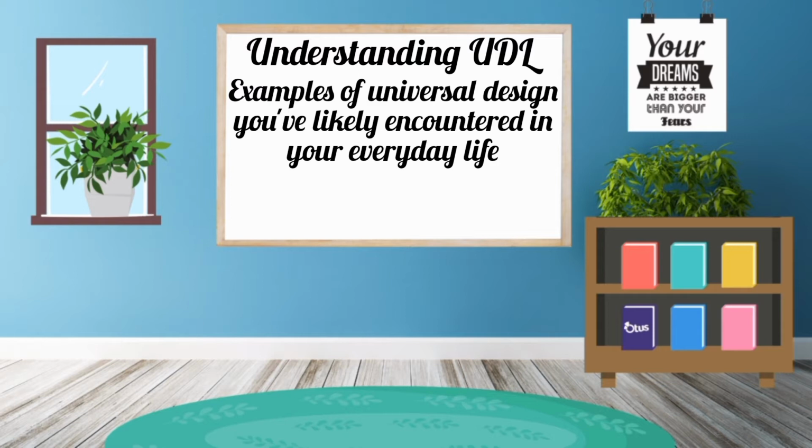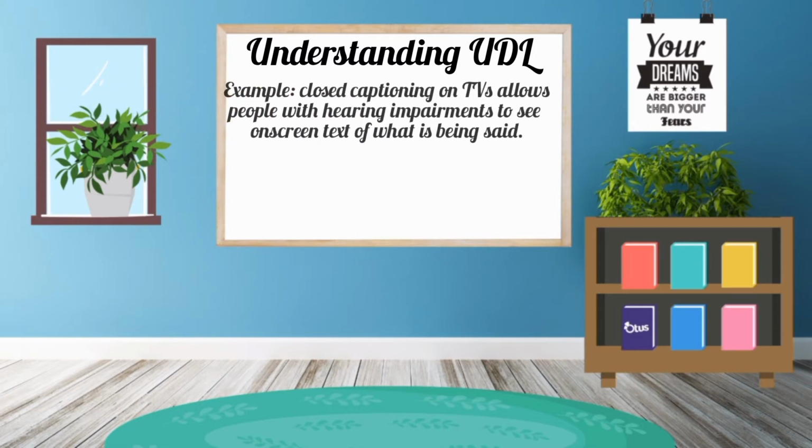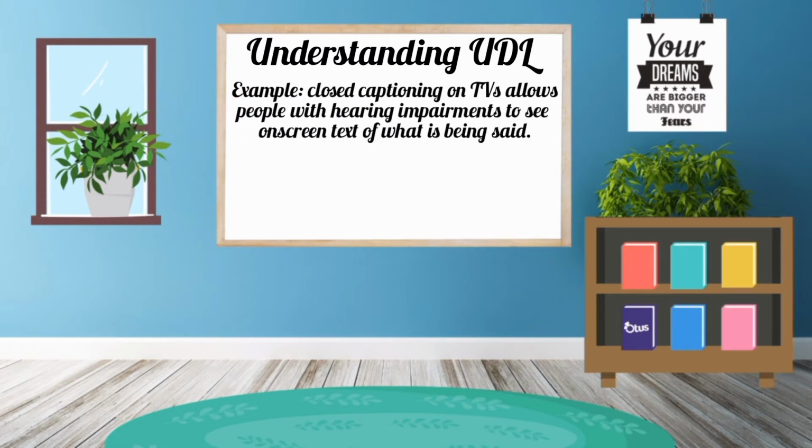Even if you're not familiar with the term universal design, you've likely encountered many examples of it in your everyday life. Closed captions, automatic doors, and accessibility features on smartphones are all examples of universal design. These design elements help people with disabilities, but people who don't have disabilities may also want to use them. For example, closed captioning on TVs allows people with hearing impairments to see on screen text of what is being said. But closed captioning benefits everybody.